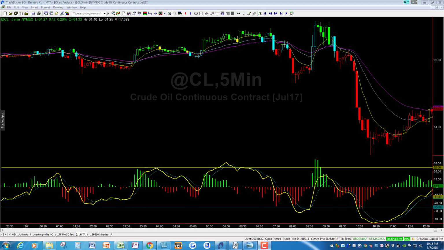So the question is, all right, now we're in the trade. We know where our stop is. How do we manage this trade? How far do we know that it's going to go down? Well, the great thing about the market is this thing called symmetry.